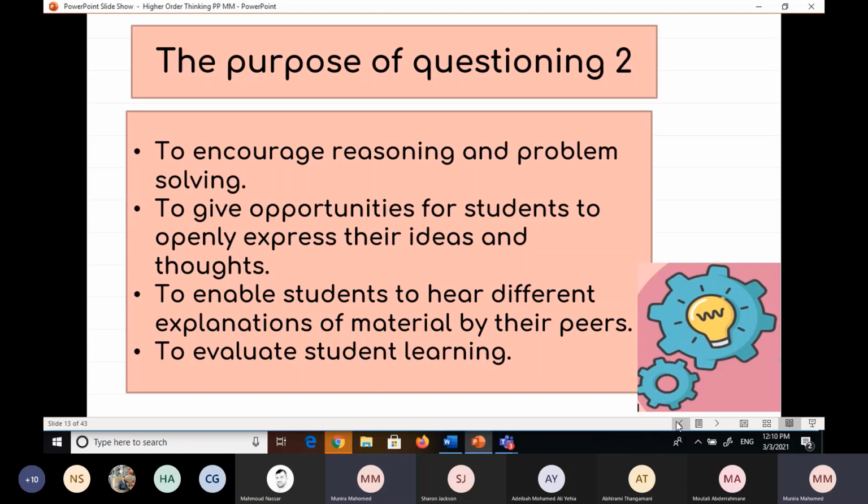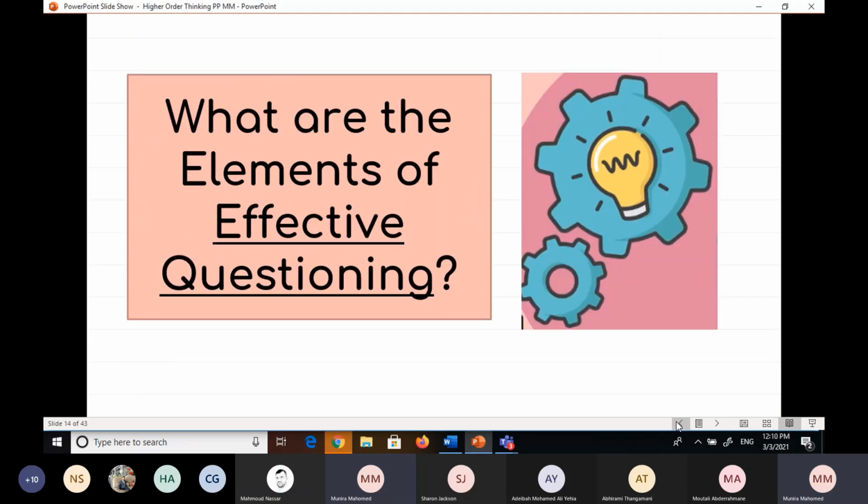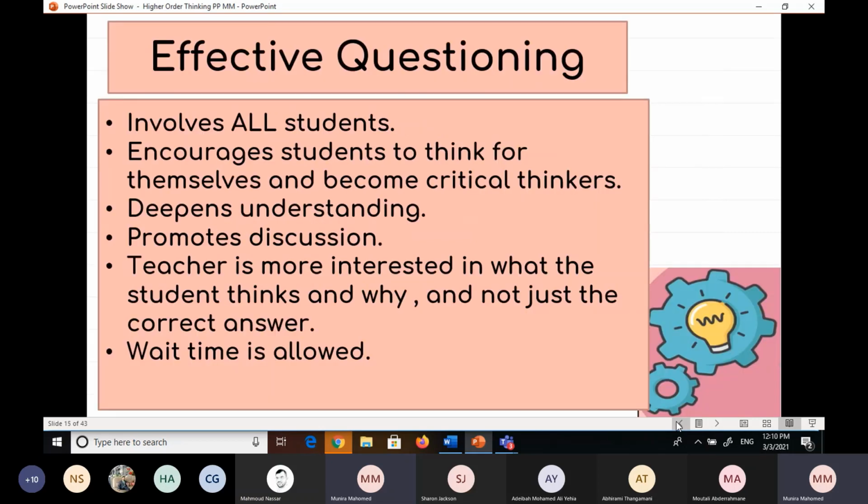So that is one of the main focuses of questioning in our classroom. What are the elements for effective questioning? First of all, we need to involve all our students. Very difficult to do in today's classes, especially when we don't have response, especially when it's online teaching. Students are there, but they're not there. So it is very difficult to get all of them involved, but we try our best and encourage all of them so that they can think for themselves and they can become critical thinkers.